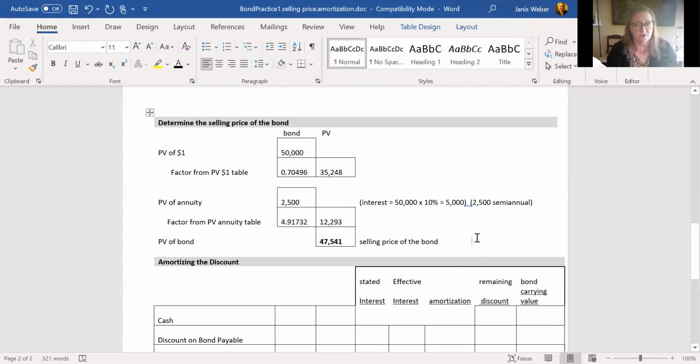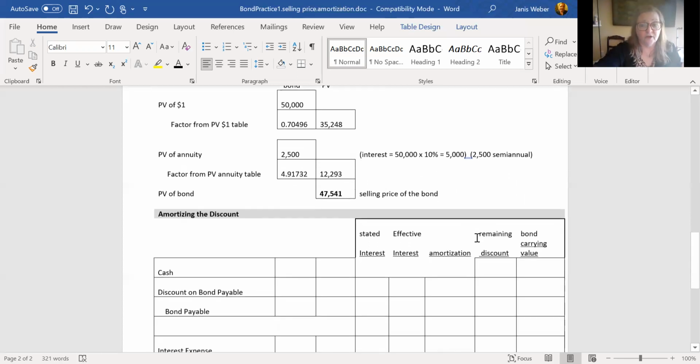So this is exactly the same numbers I had on my schedule. This just spells out in a little more detail how I calculated it. Okay, so we know that when we record this in our books, we're going to show the 47,541 as the carrying value of the bonds.